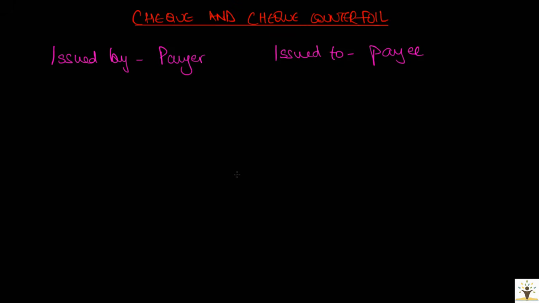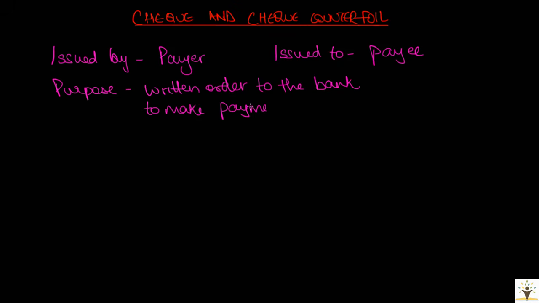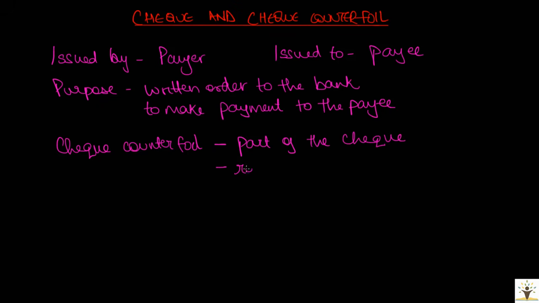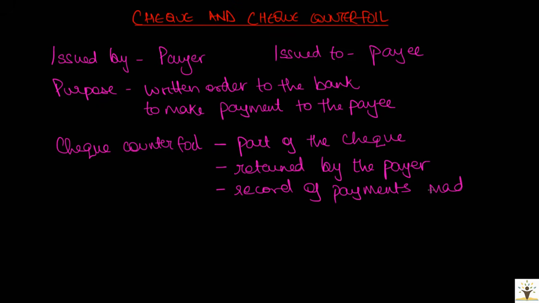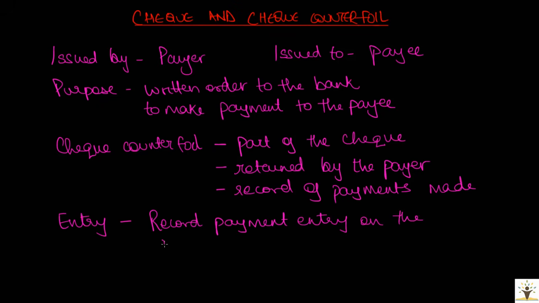A cheque is a written order to the bank to pay a certain amount to the person or business mentioned on the cheque. Hence, a cheque is a document issued to make payments through the bank account. When a cheque is issued and torn off from the checkbook, a small part of it is retained by the issuer as a record of payments made. This is known as the cheque counterfoil. The cheque counterfoil can be used as a source document to record bank payments on the credit side of the cash book.